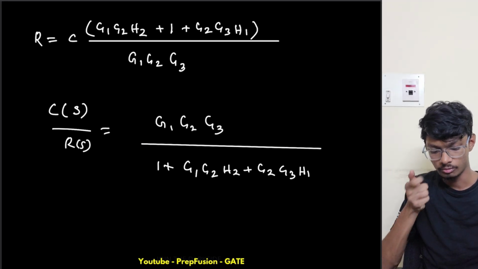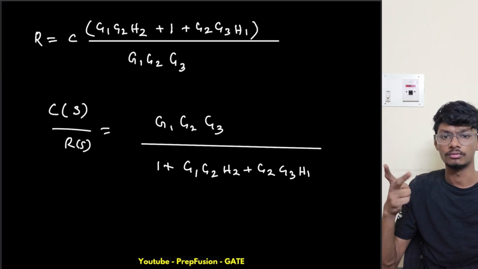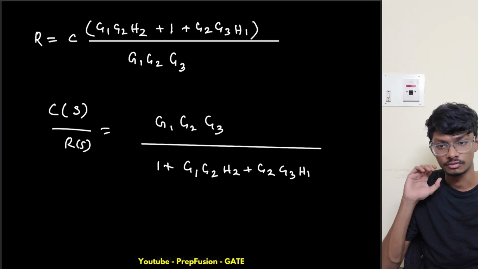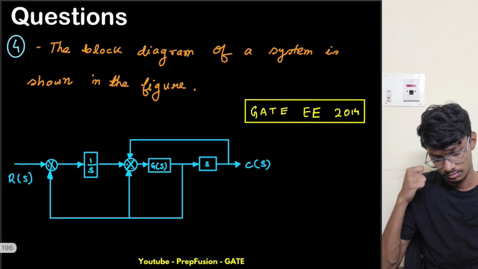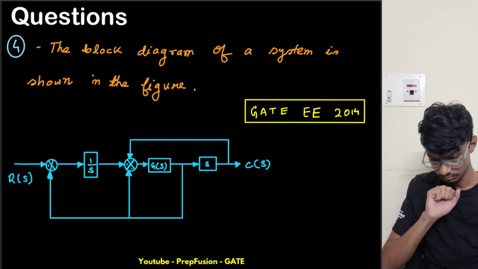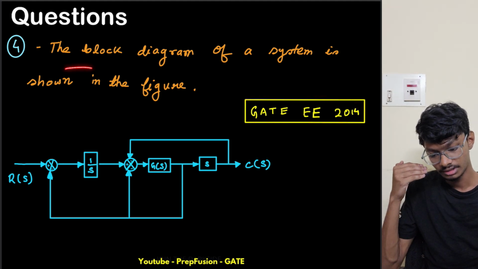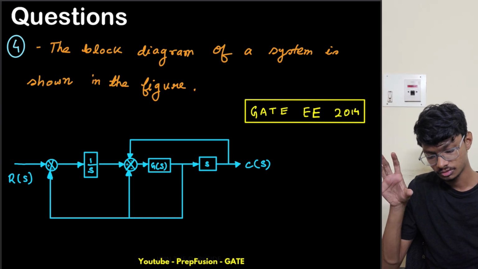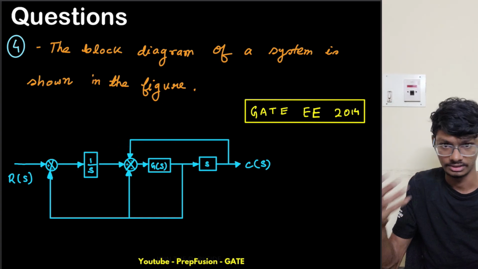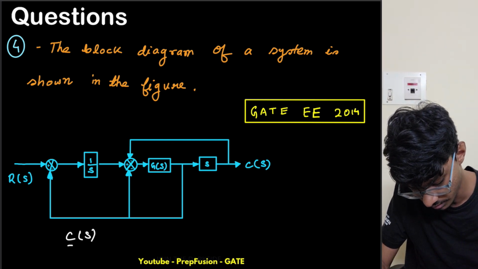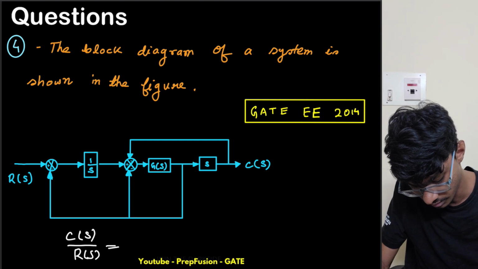I hope you understand, whichever method you find suitable, you can use that. So this was the solution for this question using two methods. Now again we have one GATE question which came in EE 2014. We have to find the transfer function for the block diagram of the system shown, basically C(s) upon R(s) equals what?